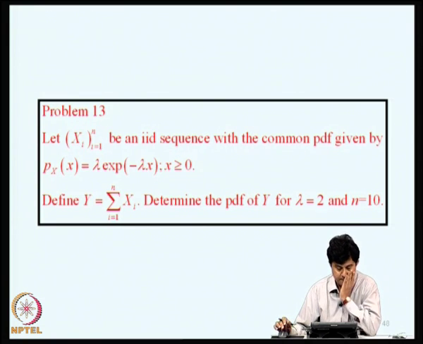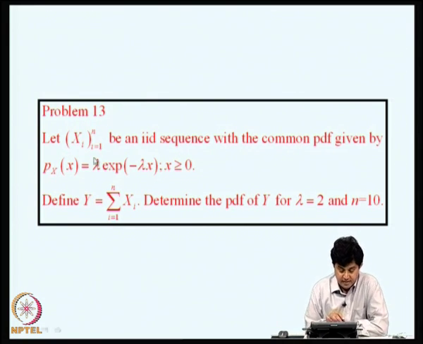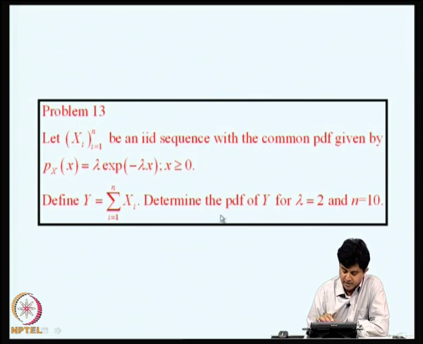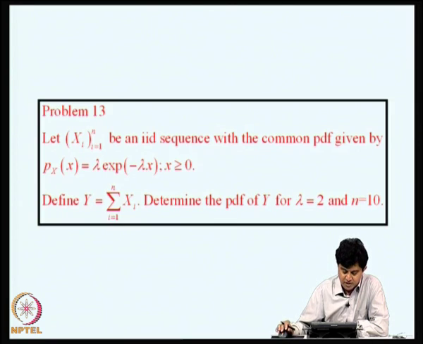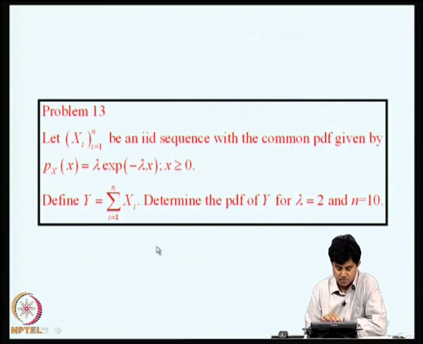The next problem is, we consider a sequence of random variables xi with a common density function which is an exponential density function. We define y to be the sum of xi for i equal to 1 to n, and the problem on hand consists of determining the probability density function of y for lambda equal to 2 and n equal to 10. Now, there are two possible ways to evaluate this. I will give hints on how to solve this.